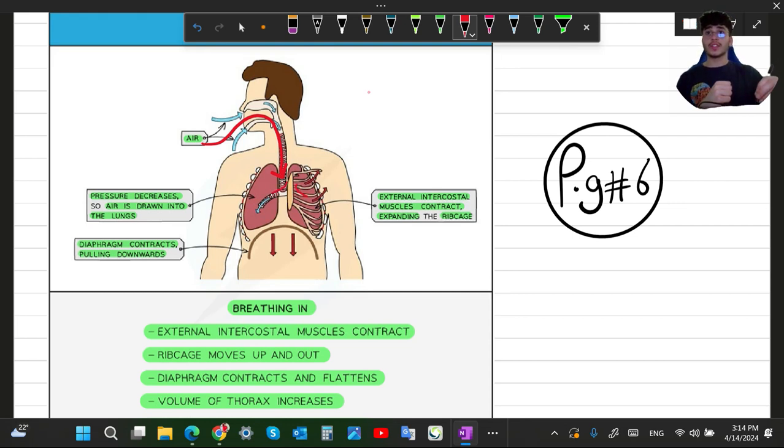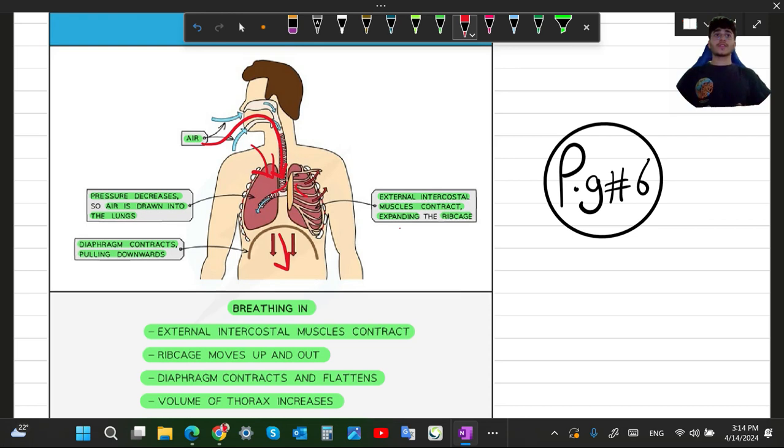When this happens, pressure decreases because the air is drawn inside the lungs. The diaphragm is going to contract downward. It's going to contract, and external intercostal muscles also contract to expand the rib cage. So as you inhale, the rib cage is expanding and external intercostal muscles are contracting.